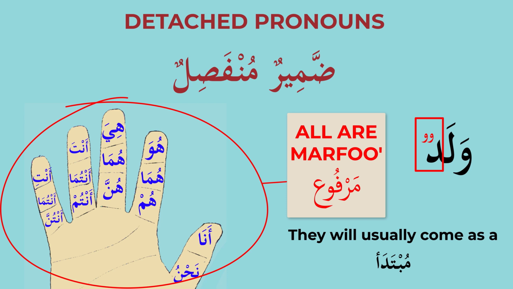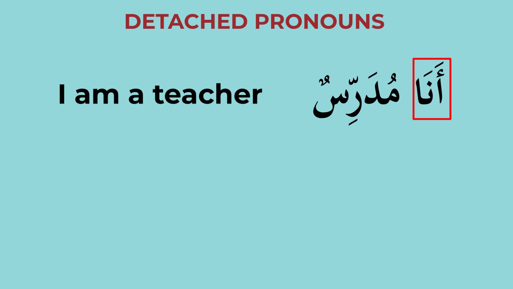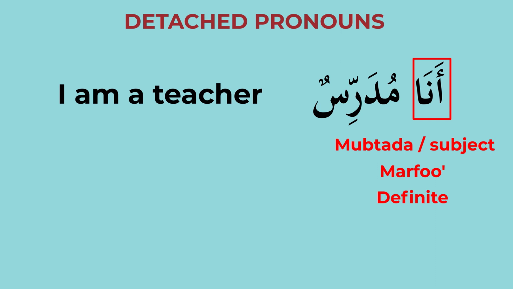Here is an example. Ana mudarrisun. How will you translate? I am a teacher. So what is ana? Mubtada. MashaAllah. Because if you say ana, it means I want to tell you I know that. More than that, it is mubtada. And mubtada is always marfu, and it is definite. Are you with me, brothers and sisters? So these pronouns are definite, and they are all marfu.